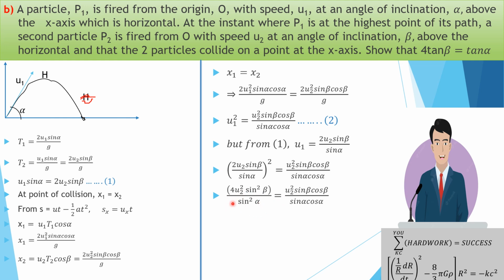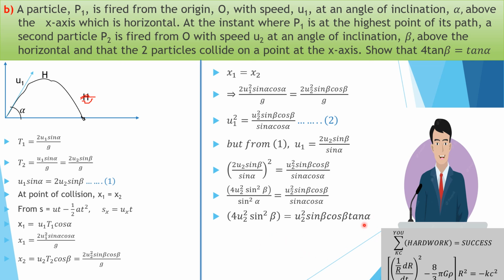If you square, you would have 4u2 squared sine squared beta, all that over sine squared alpha, equals all of this. If you cross multiply, you would have something like this. This sine alpha would cancel one of these sine alphas, and then you'll be left with sine alpha over cos alpha, which gives you tan alpha. Then you're left with all of this term above. So you have this thing.